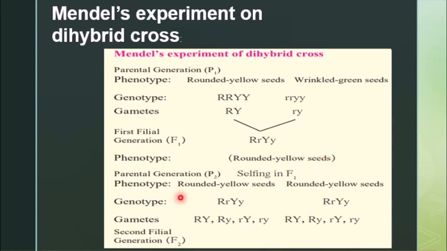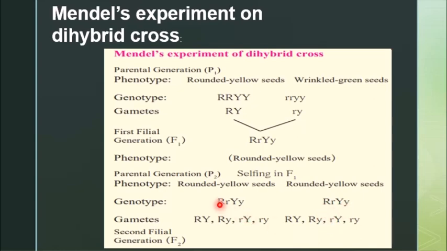Now next we are taking the P2 generation. We will make a cross between the phenotypes which we got here. From this we will make the gametes and then do a cross. So we will make a cross between these two, that is rounded yellow seeds. Here we have the genotype as capital R, small r, capital Y, small y, and capital R, small r, capital Y, small y.